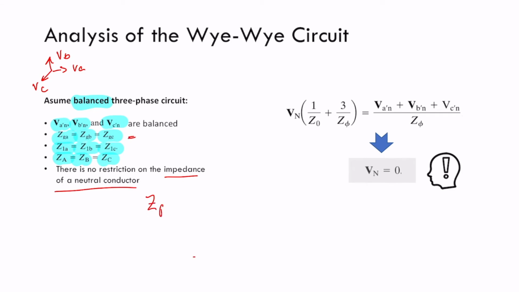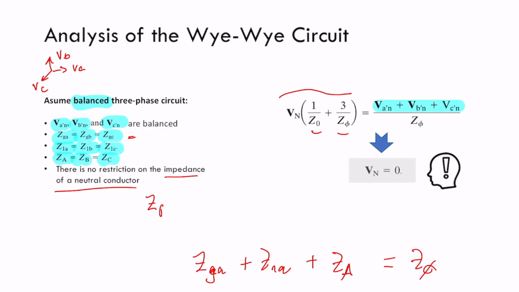Well, I will call the generator A impedance plus the line A impedance plus the load impedance all together the impedance that I have in one phase, in particular phase A. And this is the same for all of them. So if I replace that, I have this relationship between the neutral current and the phase currents. That is only possible if VN is 0.